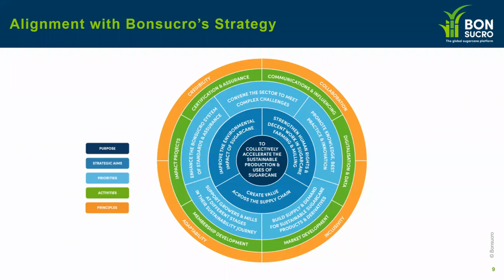Finally, alignment with the Bonsucro strategy. So the standard was designed, and the working group that was working on the standard always bore in mind the strategic direction of Bonsucro for the next 5 years. We have the goal to collectively accelerate production and uses of sugarcane, and within that, the 3 pillars of sustainability, so improving environmental impacts of sugarcane, strengthening human rights and decent work in sugarcane farming and milling, and creating value across the supply chain. So those are really directions that we committed to take as an organization, and that the standard will contribute towards the achievement.